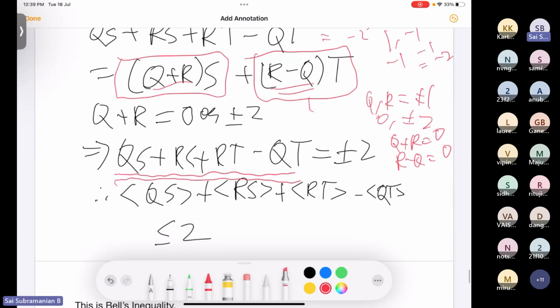So since this value is always plus or minus 2, let's take the expected value. That is, let's repeat this experiment a lot of times. And what is the average that we are going to get? That is the meaning of expected value. So the expected value of QS plus the expected value of RS plus the expected value of RT minus the expected value of QT has to be less than or equal to 2. Because if each and every value can only be plus or minus 2, then the average cannot be greater than 2. So this is called Bell's inequality. This is one of Bell's inequalities.